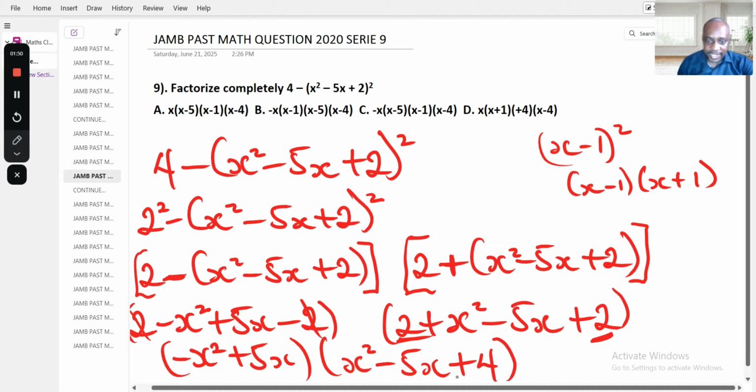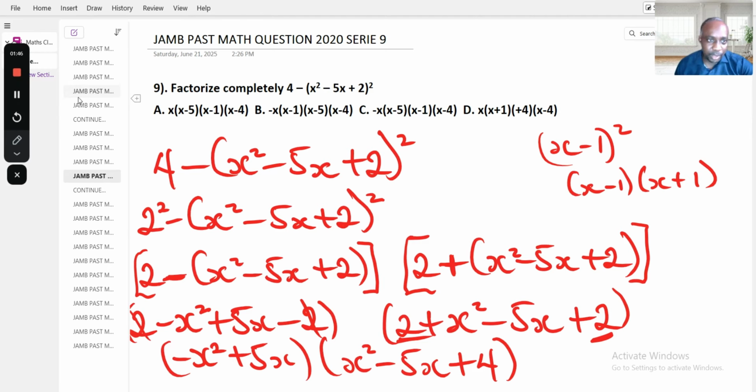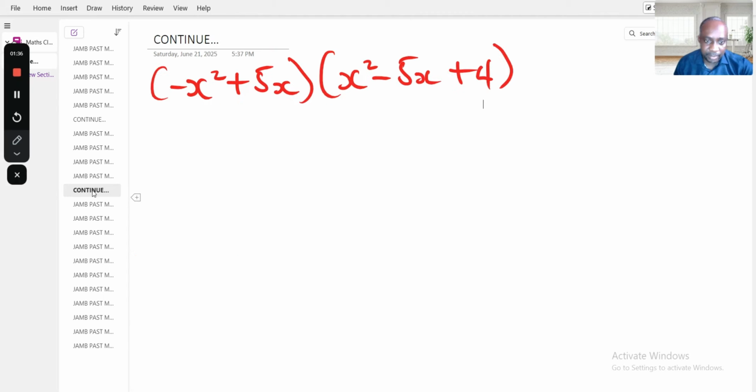Now, what is the next thing we are going to do? Let's go to the next page. I don't want to clean this space up, so that we can continue from there. Yes, we have minus x squared plus 5x and this one. For this one, let's expand. What are the two numbers, for this 4, that we can multiply together to get 4?